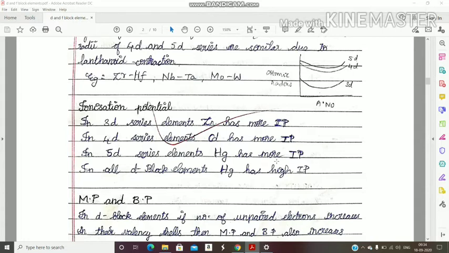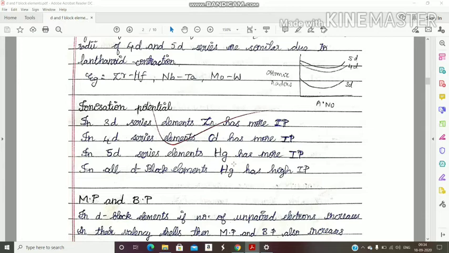Here, you have to know one more point. Zinc, cadmium, mercury: these three elements are present in the same group, that is 2B group. But from top to bottom, what happens? Atomic size increases, thereby IP decreases. Thereby, mercury should have less IP, but mercury has more IP.